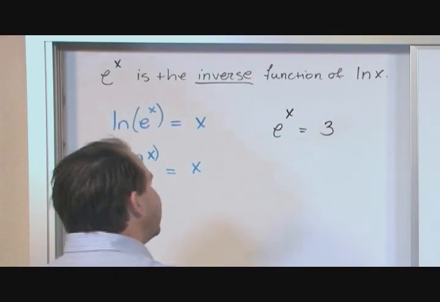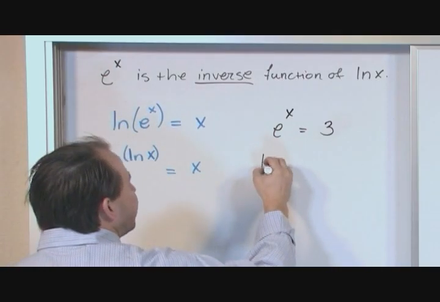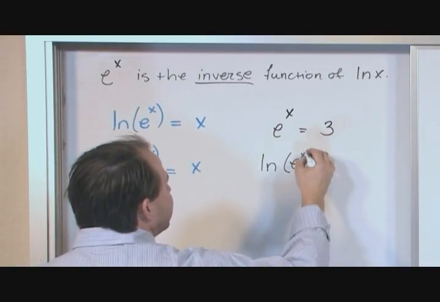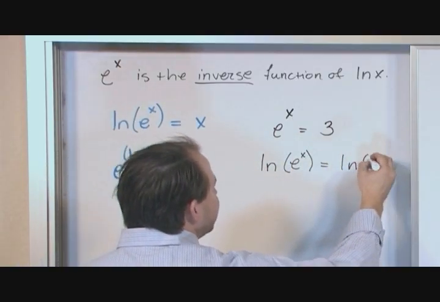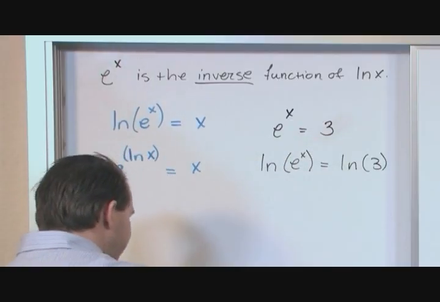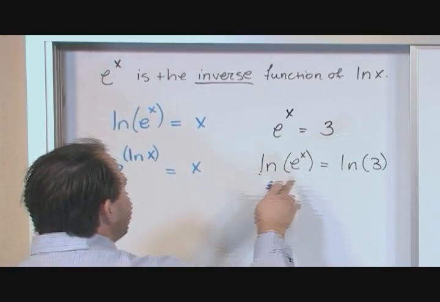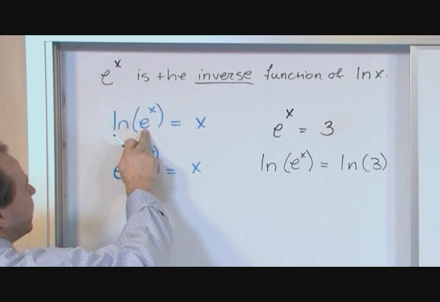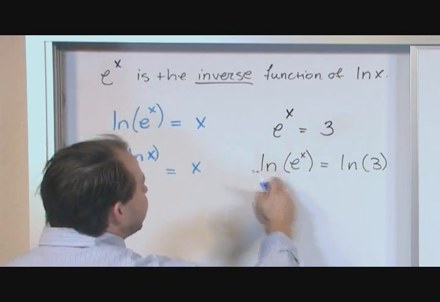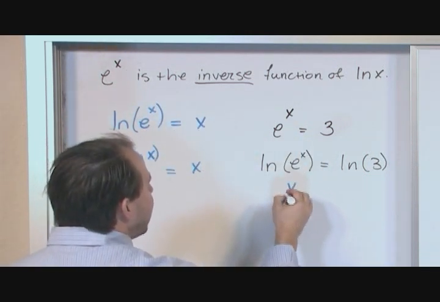So in other words, if I take the natural log of both sides of this equation, I have to do it to both sides because it is an equation. I have to do everything to both sides. Then on the left-hand side, because the natural log of its inverse gives you the variable back, all of this stuff disappears. And on the left, all I have is x.